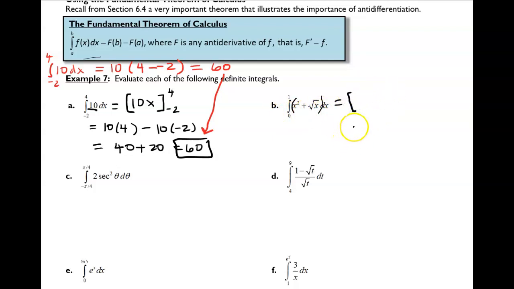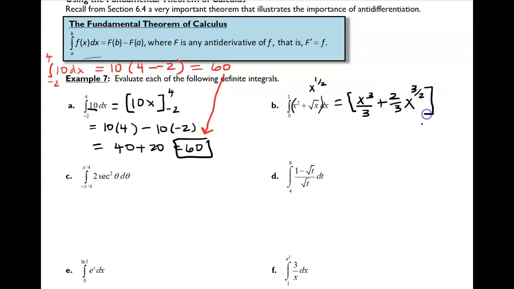Take your antiderivative first. Antiderivative of x squared is x cubed, and then divided by 3. So add 1 to your exponent and divide. And then for square root of x, remember that's x to the 1/2. So leave a space, x, my new exponent is 3/2. My coefficient is the reciprocal of that, 2/3.